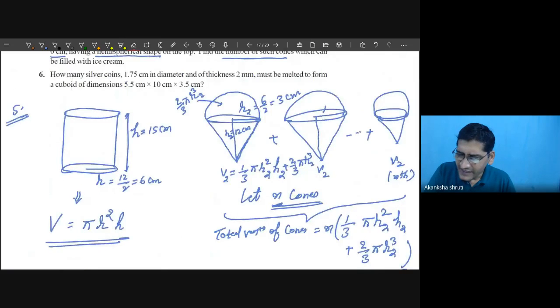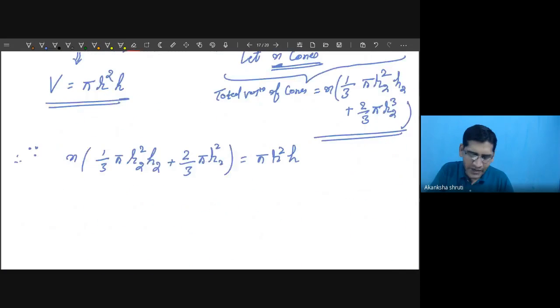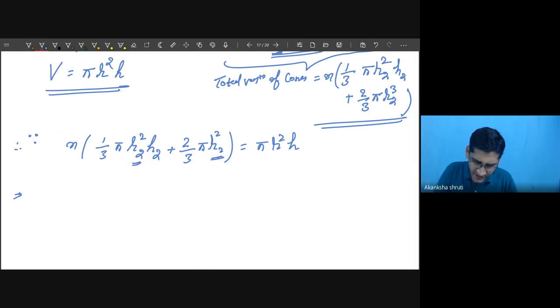Keep in mind the radius of the hemisphere will be the same as the radius of the circular area of the cone. That's why r2 is taken common for both. Are you getting? r2 is common for both. You may take this n outside, pi outside, even 1/3 also outside you can take. And r2 square also outside you can take. 3 is also outside you can take.